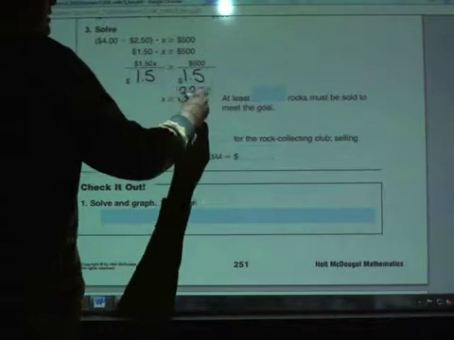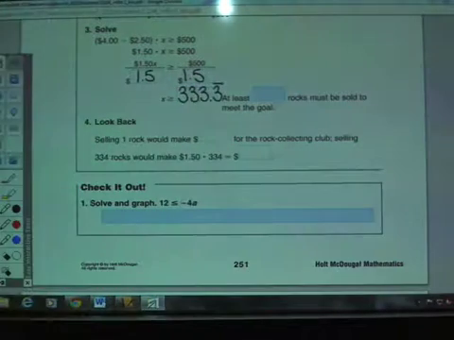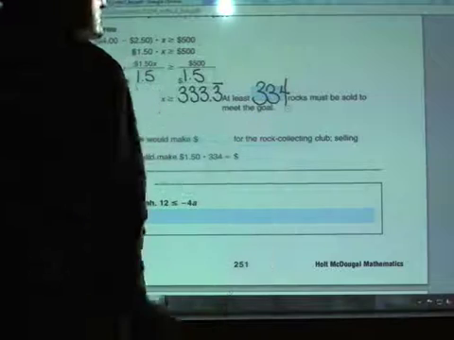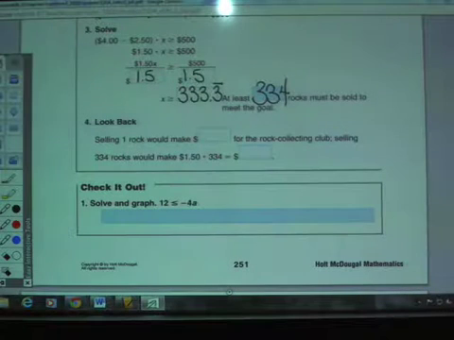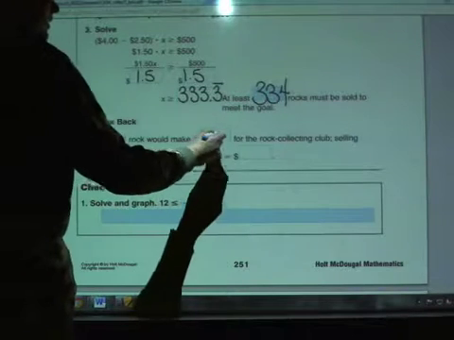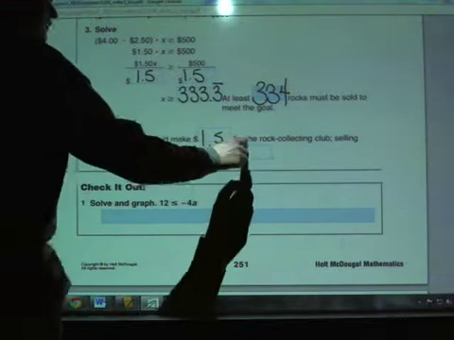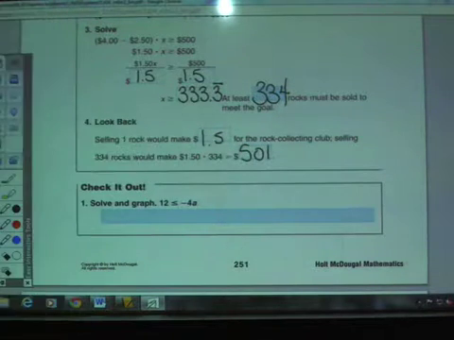333.3 repeating. Now, obviously, I can't sell 333 1/3 rocks, so I can't round down, because 333 isn't going to give me enough, because again, I had to have 333 1/3 just to get to 500. So that means at least 334 rocks are going to have to be sold to make the sales goal of $500. Selling one rock, as we know, would make $1.50 for the club. And if I multiply that by 334 to verify my solution, $1.50 times 334 is 501. And indeed, that vets out exactly how we expected. 501 is the amount I needed. 501 will get me over the amount I needed by $1.